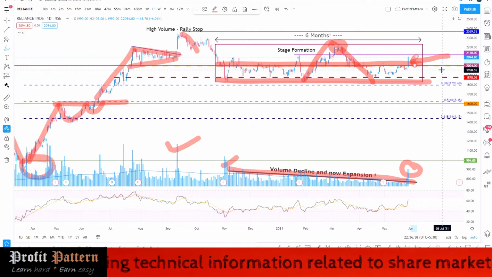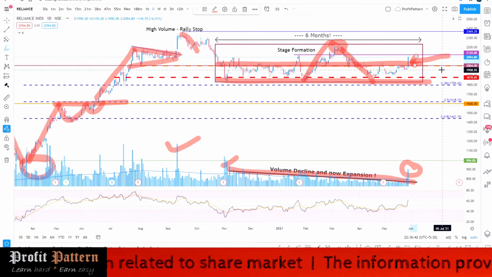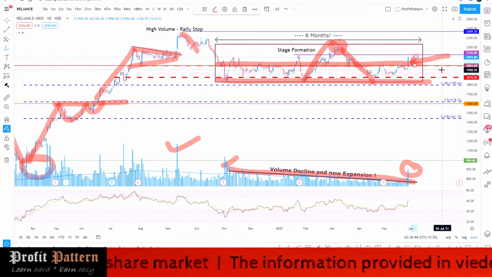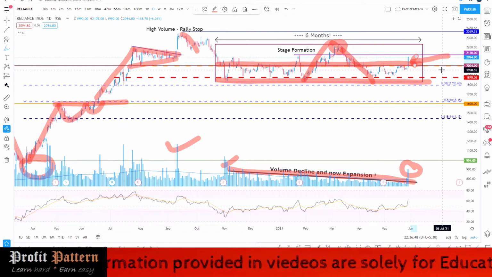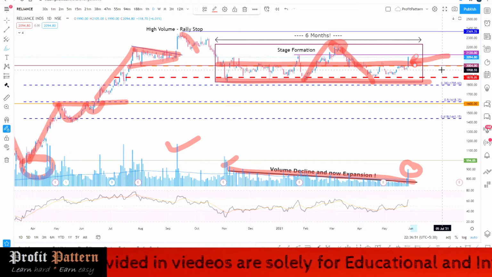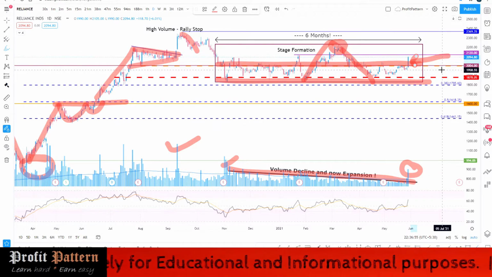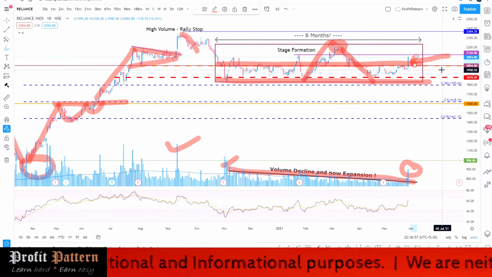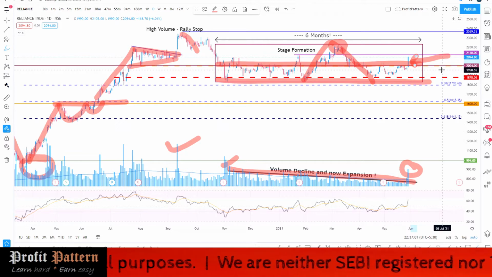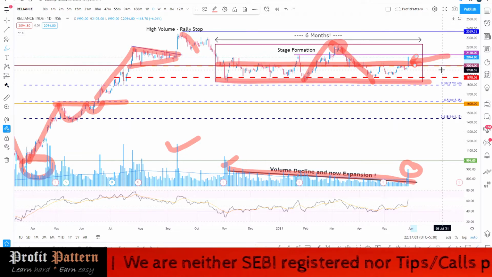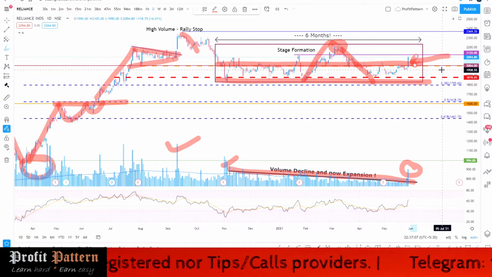So first, if we are looking for investment for a long time horizon and we have that idea, then in that case we can enter into this stock. In fact, on Friday I entered at 2001 rupees. I put 25% of my allocated capital into it.